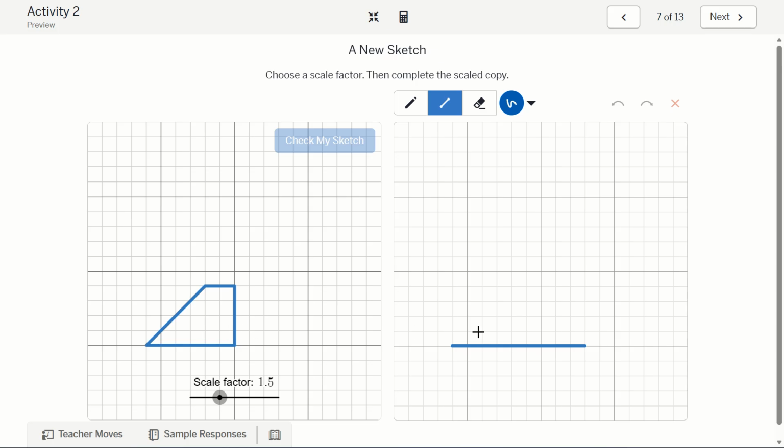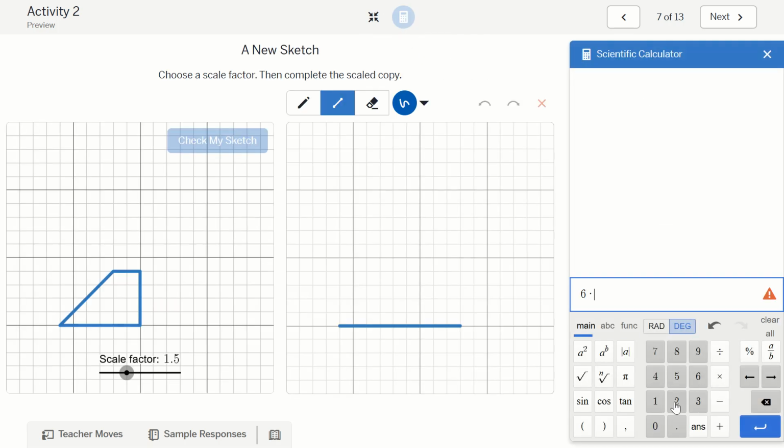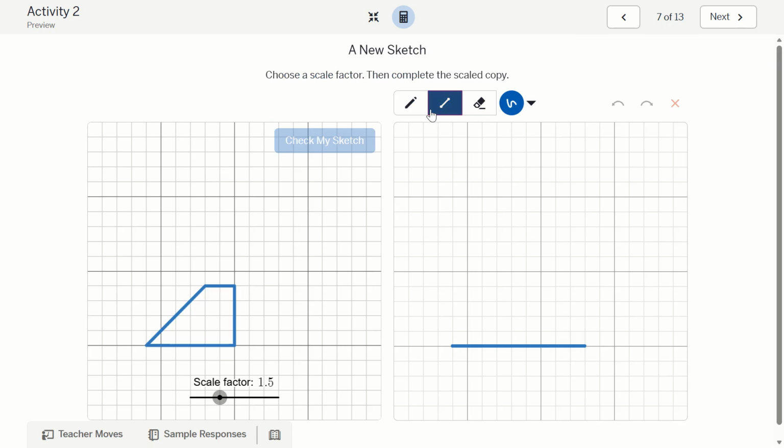Because remember, we are on a grid. We have to include the measurement. So if this is 6 units, to scale it up 1.5, we multiply 6 by what, ladies and gentlemen? 1.5. So what I'm going to do here is I'm going to grab my calculator and I'm going to do 6 times 1.5, which gives me 9. The new scale length is 9. So they already drew a line here. I'm just going to count to make sure it's 9. 1, 2, 3, 4, 5, 6, 7, 8, 9. So they did draw our bottom line for us, which is good.